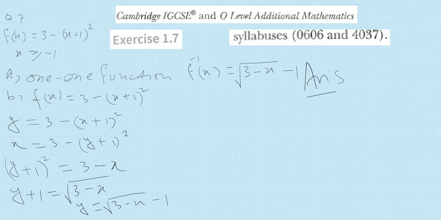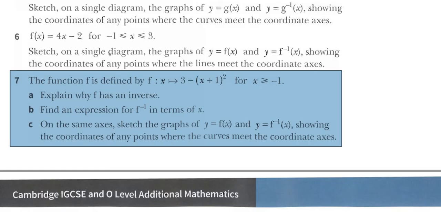Come to part C of this question. Part C is on the same axis. Sketch the graphs of y is equal to f(x) and y is equal to f inverse x, showing the coordinates of any points where the curves meet the coordinate axes. Same as we did in previous questions.